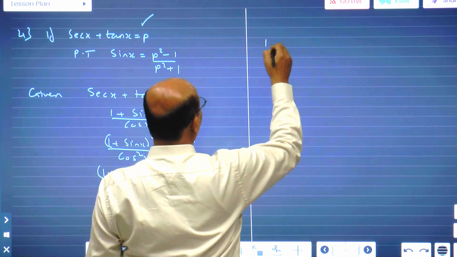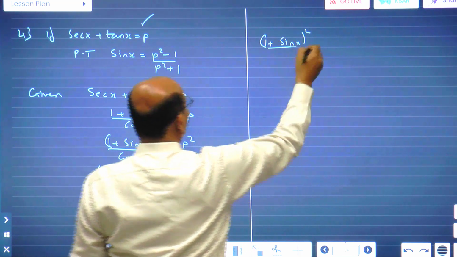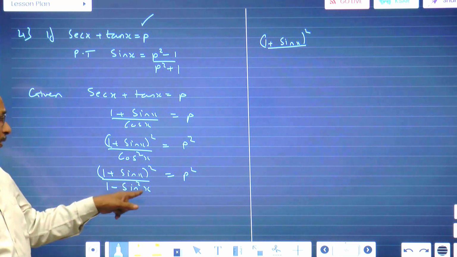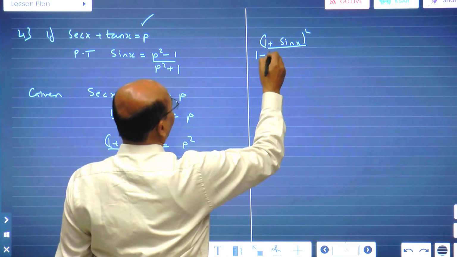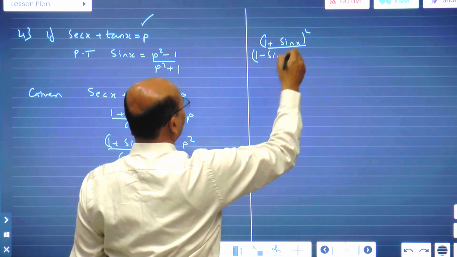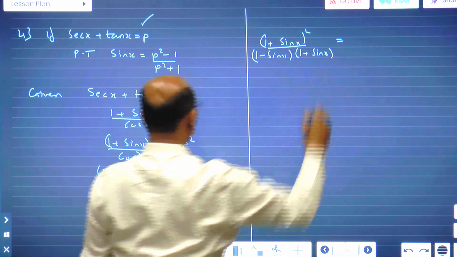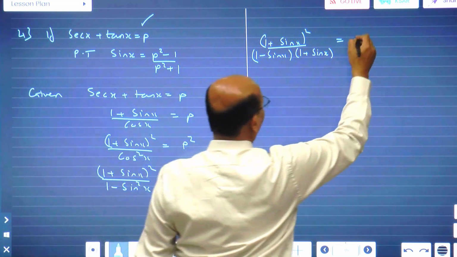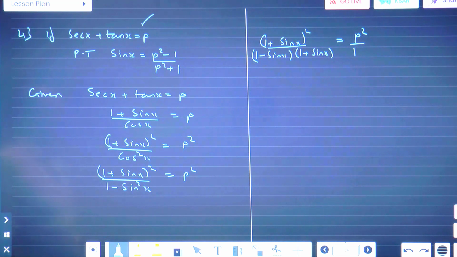So I can further go ahead: 1 plus sin x whole square. Remember, a square minus b square is a minus b, a plus b. So 1 minus sin x into 1 plus sin x, which is equal to p square. Denominator there is nothing, so I am putting 1. I will tell you why I am doing this.